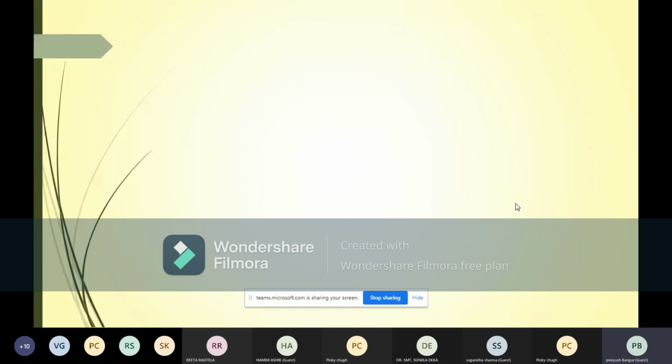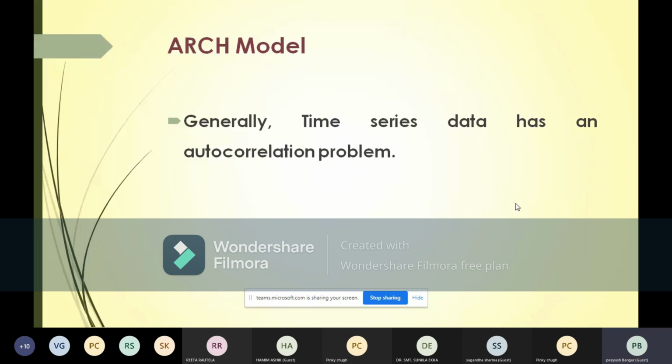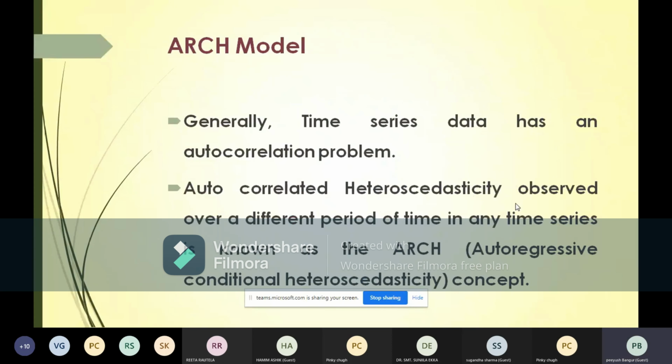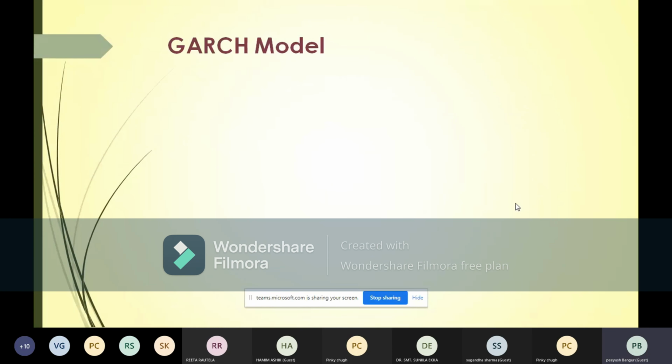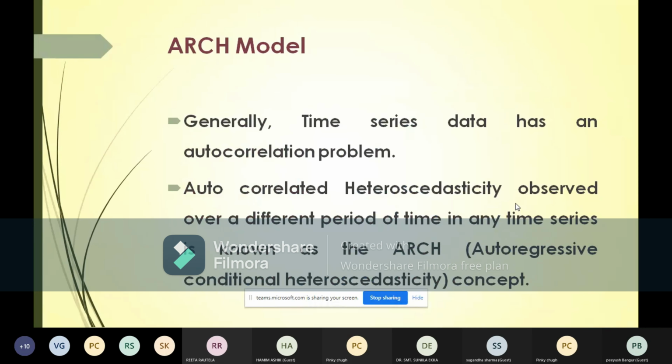Now, the next model is the ARCH model. What does the ARCH model say? Generally, time series data has an autocorrelation problem. Number two, autocorrelated heteroscedasticity observed over different periods of time in any time series is known as the ARCH concept. See friends, I'm coming back to this particular thing. Okay, fine. See, what exactly is the meaning of heteroscedasticity?